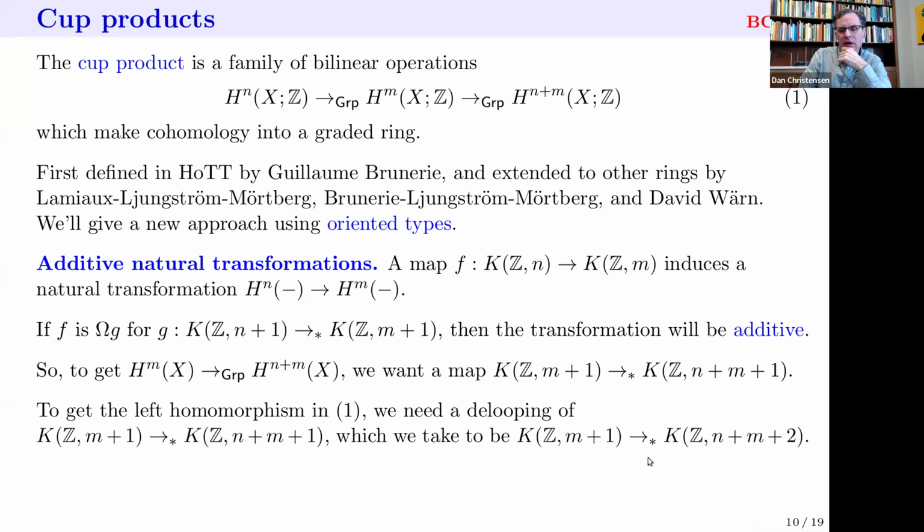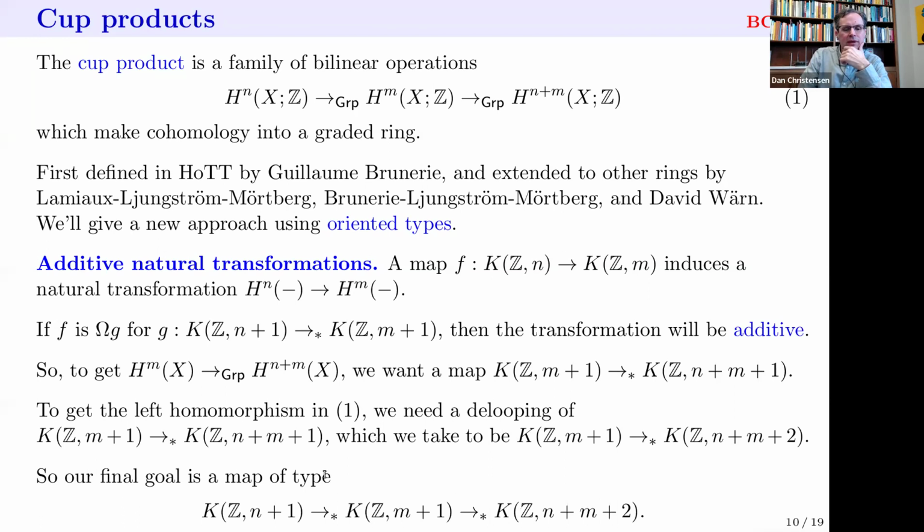The way I do that is by delooping the codomain. I put a +2 here. Because as I mentioned before, the loop space of this is computed by passing the loops into the codomain, which gets me to this. So altogether, to get this bilinear map, I should produce a bipointed map of this form, where I've increased these by 1 and I've increased here by 2.